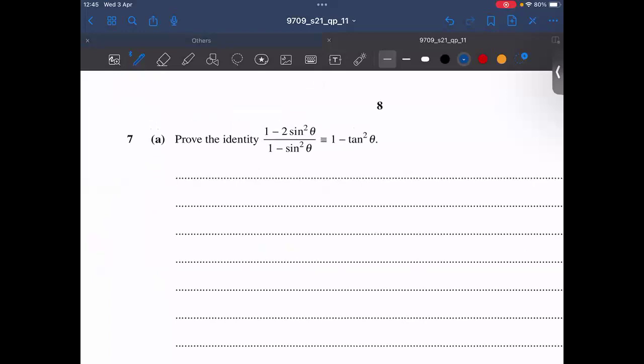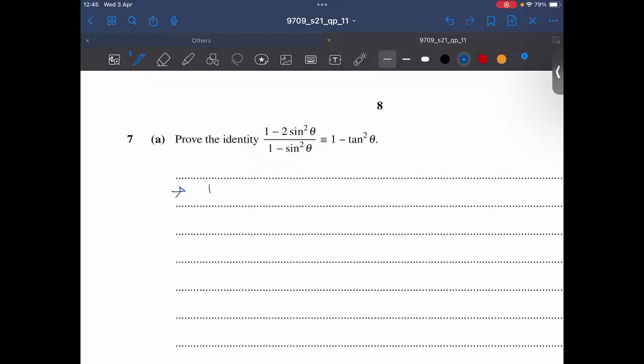7. Ms. Iman, can you just tell me which side I'm going to simplify to make it identical to the other? Left side. Left side or right side? Okay, let's do that. I'm going to simplify this side and make it identical to this one.